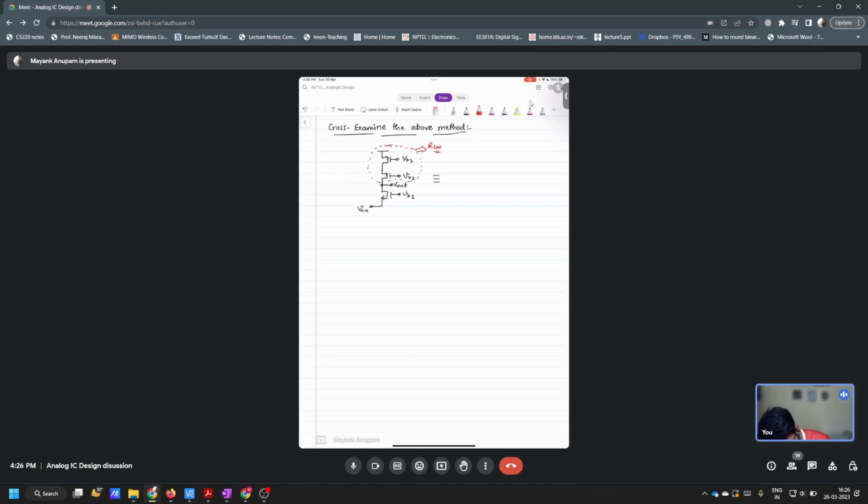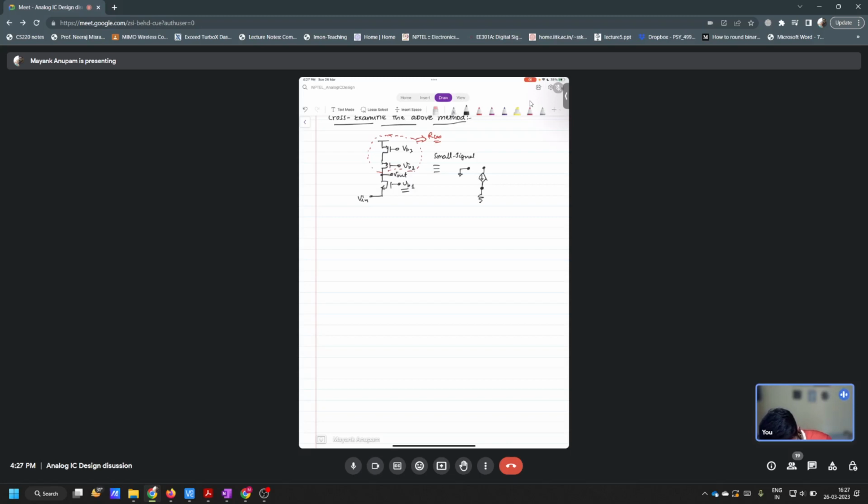So how will the small signal equivalent look? It will look something like this. We have this V in at the source. VB1 will be shorted, so the gate is shorted to ground like this, and we have the drain, and in between drain and source we have this current source, and this is the source.